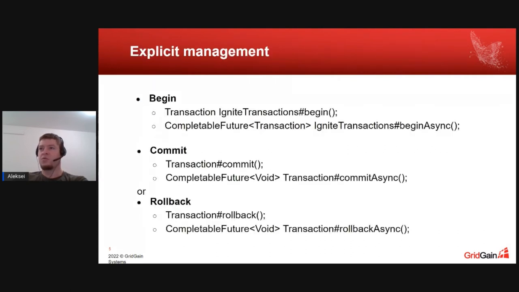There are two different ways to manage a transaction, either explicitly or implicitly. The Ignite facade contains all methods for managing a transaction. begin is used to start a transaction. commit or rollback is used to finish a transaction. They have asynchronous counterparts: beginAsync, commitAsync, and rollbackAsync.